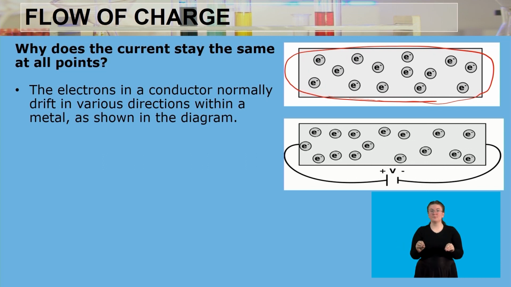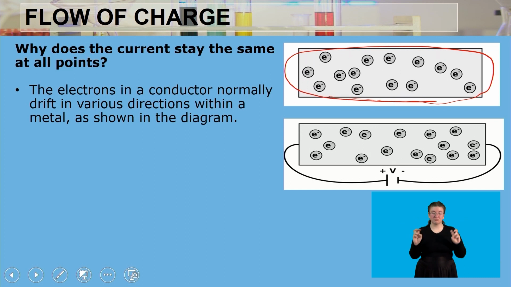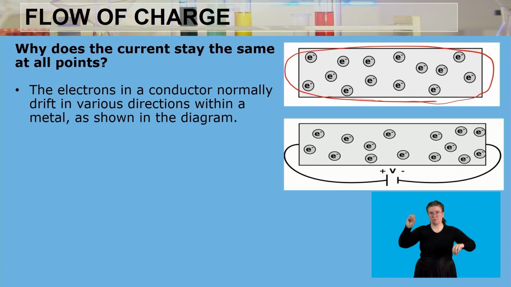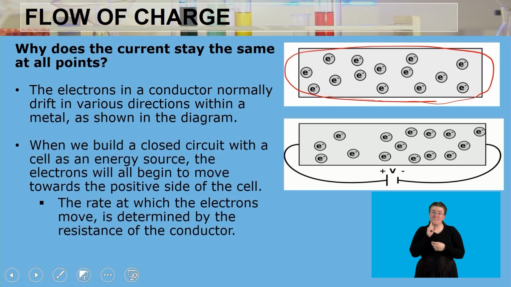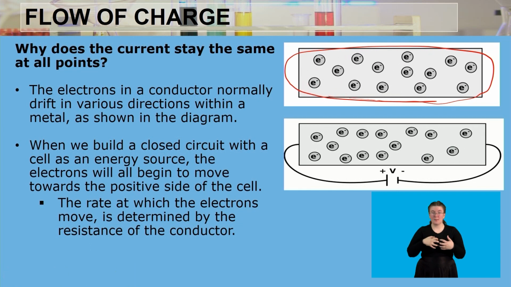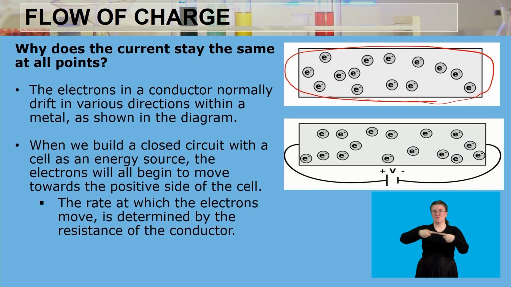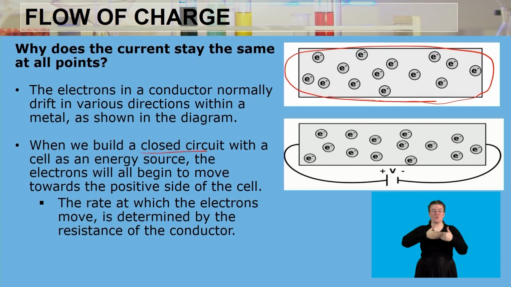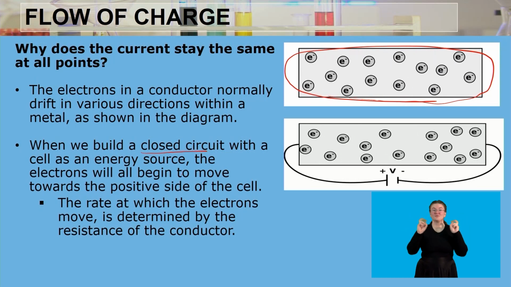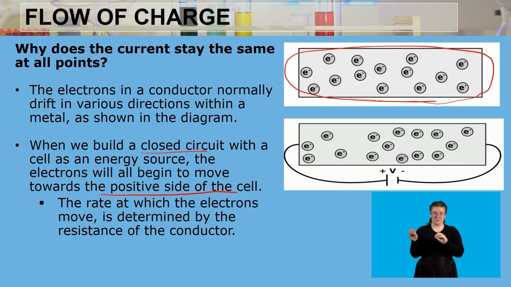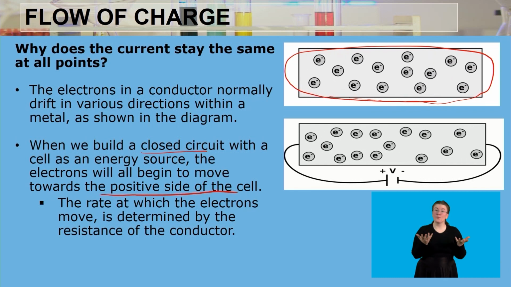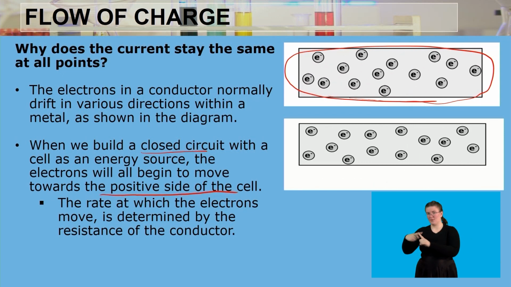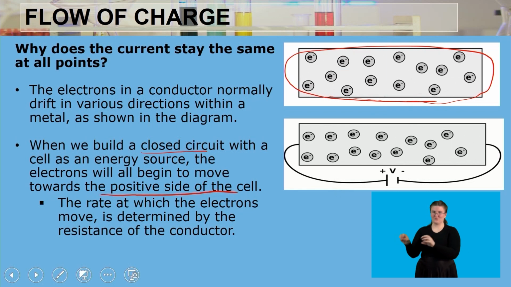So without any charge or without any energy given to those electrons, they will just be moving in various directions inside the metal, as shown here. However, when we build a closed circuit, when we start adding or supplying energy into the metal, so that's building a closed circuit with a cell as an energy source, the electrons will now all begin to move towards the positive side of the cell. So now that means the electrons will start moving in one certain direction, and that direction is towards the positive terminal.